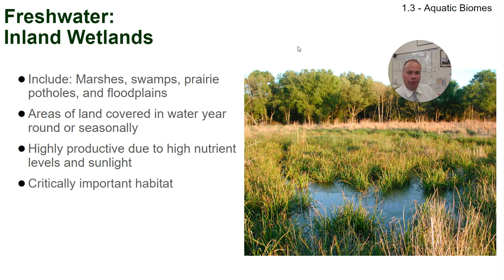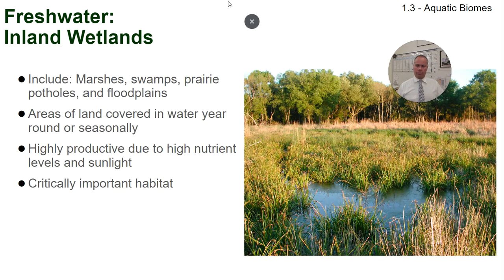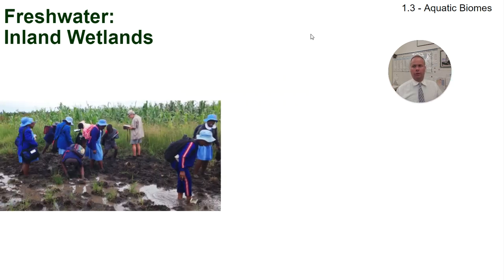It's critically important for lots of types of wildlife, things like birds and aquatic mammals. Fish often rely on these as breeding grounds.